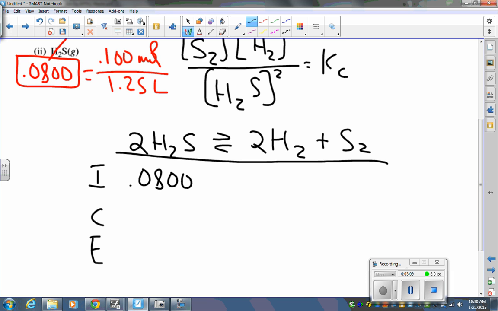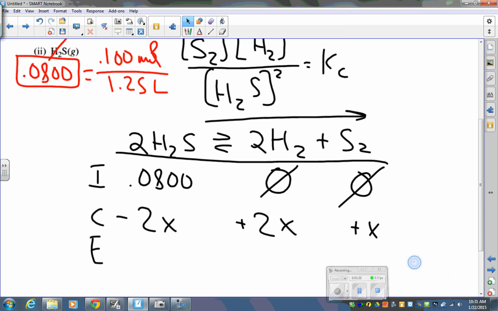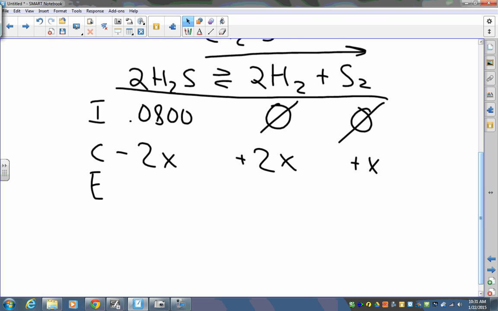So then I'm going to go down to my ICE table and fill this in: 0.0800. At the start, they don't mention any of this, which is 0, or this. Do a little algebra. This is going to be minus 2x, plus 2x, and then plus x. This is minus because, remember, the reaction is always going to go towards the 0 side. The next step is I am going to drop it all the way down. So I'm going to get 0.0800 minus 2x, 2x, and x.